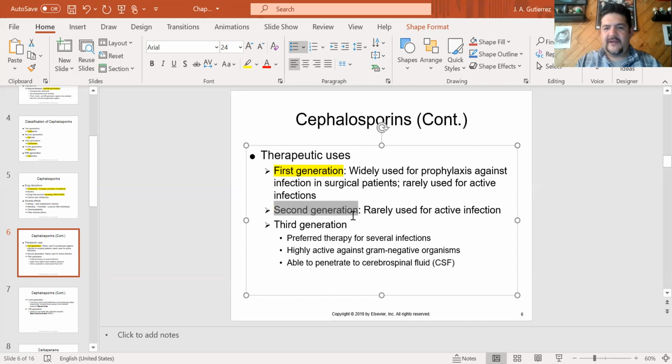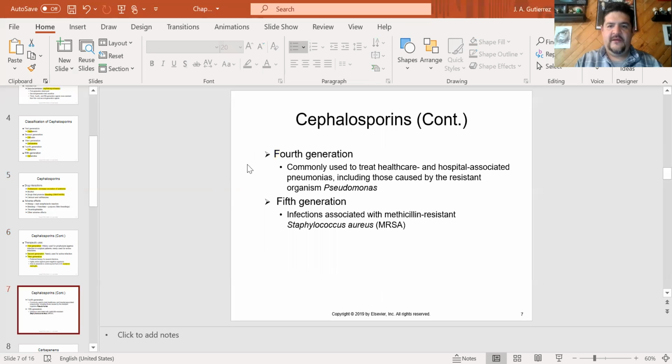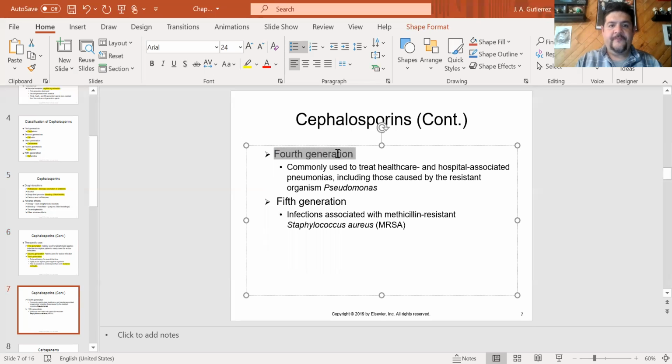Second generation, nowadays is very rare to be used. So we'll jump to the third generation. And this is very common for patients that had a bacterial meningitis. So third generation is used a lot for bacterial meningitis. Fourth generation is used a lot to treat pseudomonas in the burn unit.